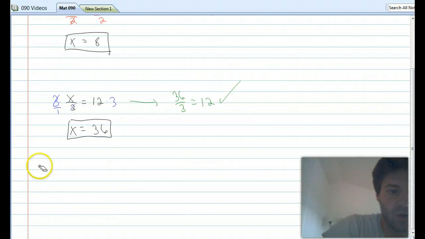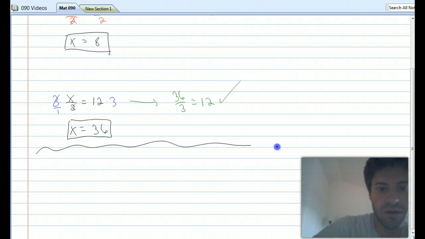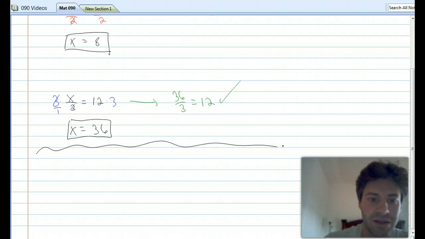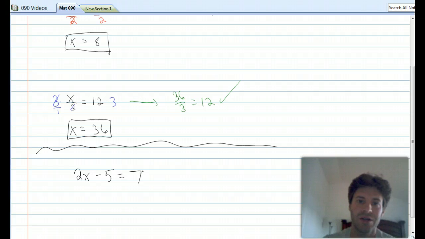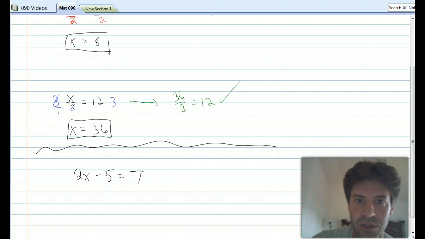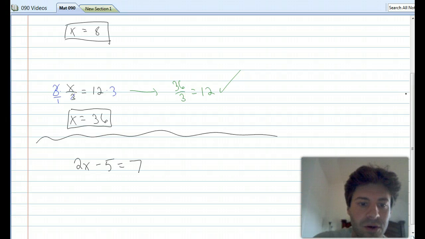Let's take a more complicated equation and see if we can solve that. Let's say we have the equation 2x minus 5 equals 7. How can we use the ideas from this video and the previous video to solve that equation? Think about it for a minute, see what you can do, hit pause, see if you can solve it. Now keep in mind that the goal of solving any equation is to get the unknown by itself. In this case, the unknown is x. So our goal is to get x by itself.